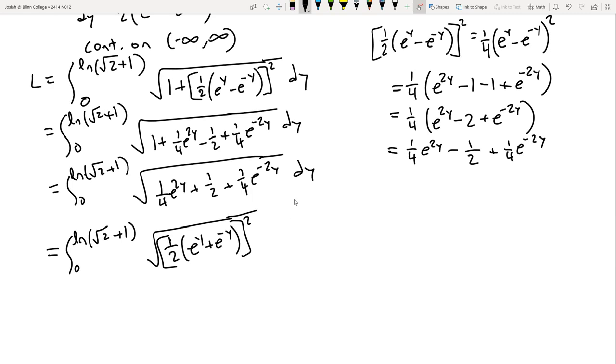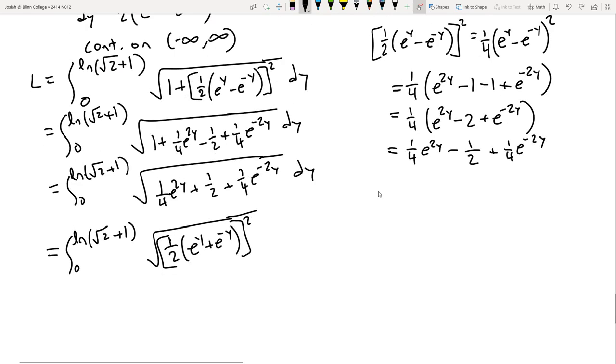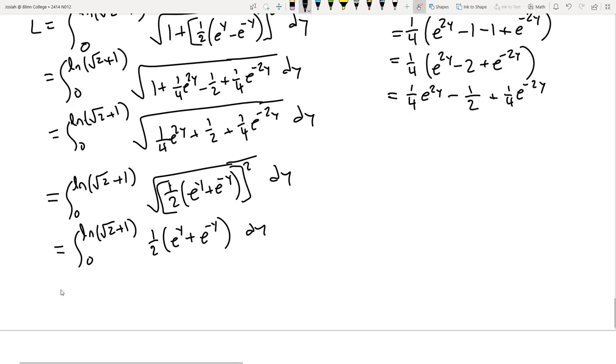If this is kind of uncomfortable for you to have that 1/2 hanging out, again, you could distribute it and kind of just use this guy from the beginning. And that'll keep things a little bit more straightforward. All right, so that root will cancel. And so we'll have 1/2 e to the y plus e to the negative y dy. We'll bring the 1/2 out front. And so we'll have to evaluate this guy as well. I'll go ahead and bring this up here.